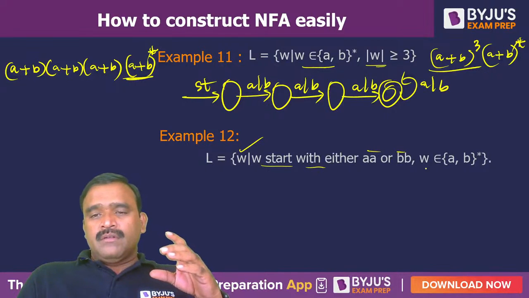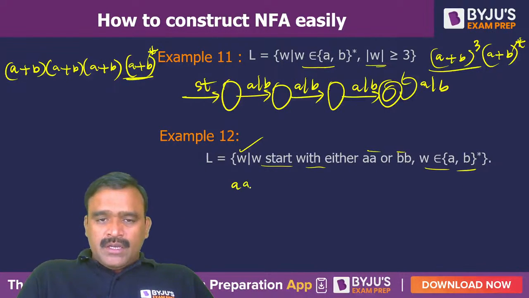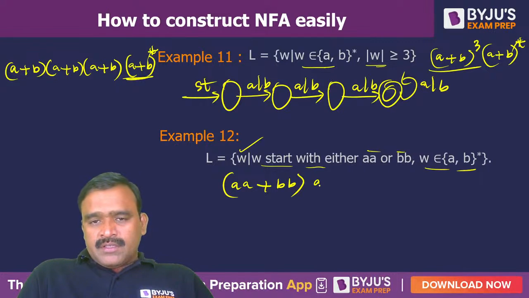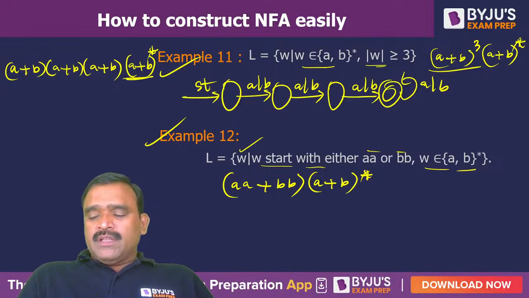AA or BB. And W can be any string of A's and B's. So the starting symbol can be either AA or BB. Then afterwards, any combination of A's and B's would be possible. So we can write (A plus B) whole star. Strings starting with AA, strings starting with BB.